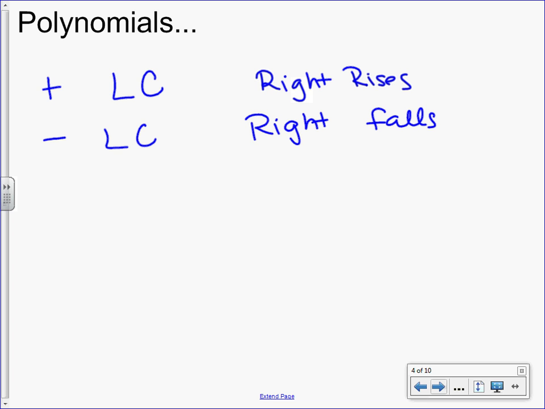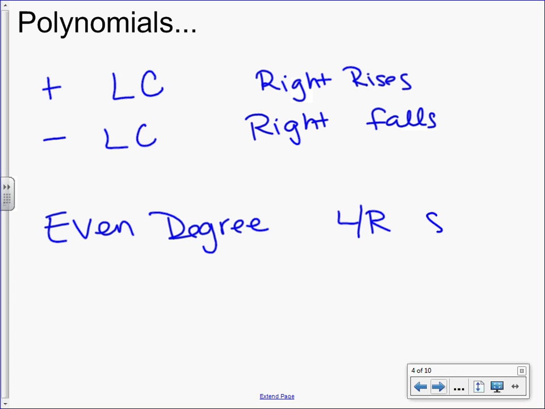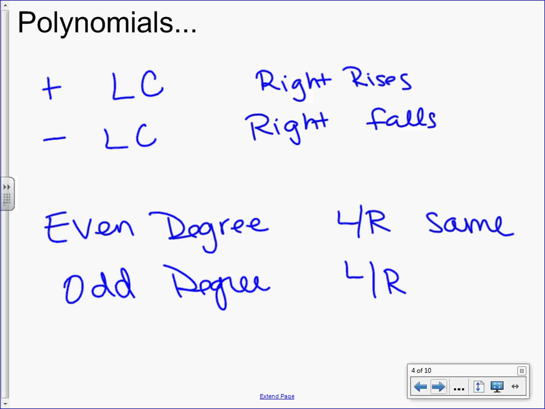I'm going to use very informal terms, if that's okay. That's how we think of it anyway, right? Falling or rising. Now, what if we have an even degree? What's true about the left and right sides? They're the same. If we have an odd degree, what's true about the right and left sides? Left, right. Left, right.